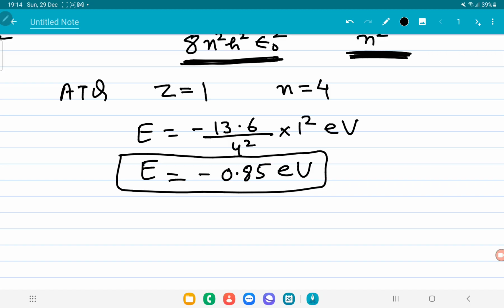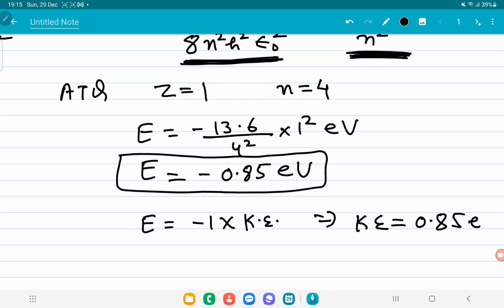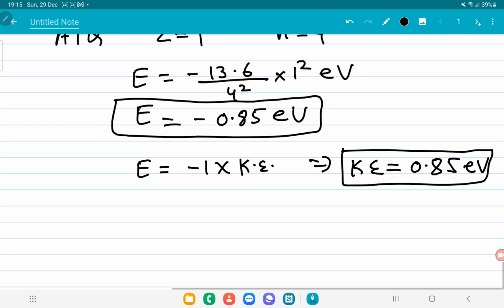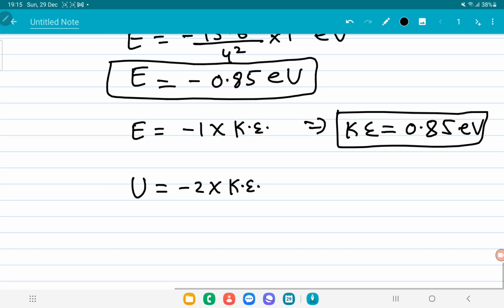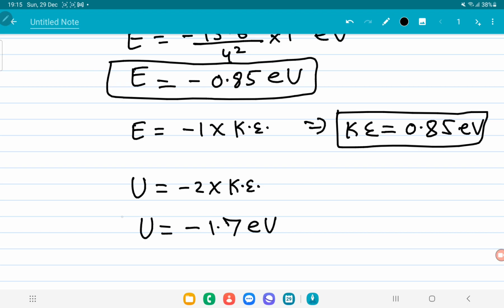Now, we have earlier proved that total energy is equal to minus 1 into kinetic energy. That simply means kinetic energy will be equal to 0.85 electron volt. And as far as potential energy is concerned, potential energy is minus 2 into kinetic energy. So it will be minus 1.7 electron volt. And that is your answer.